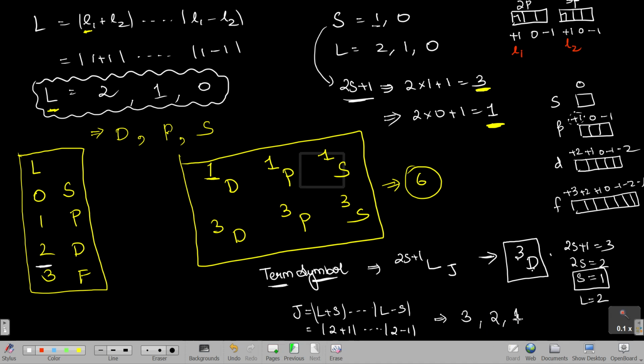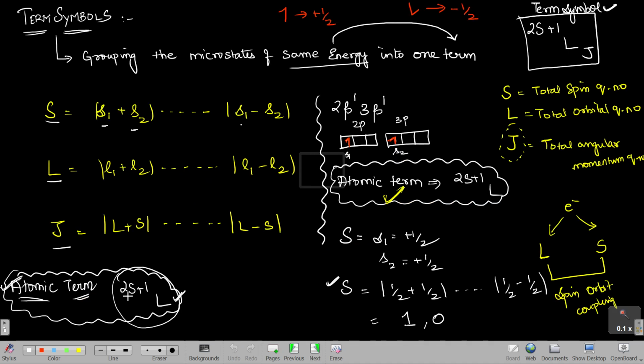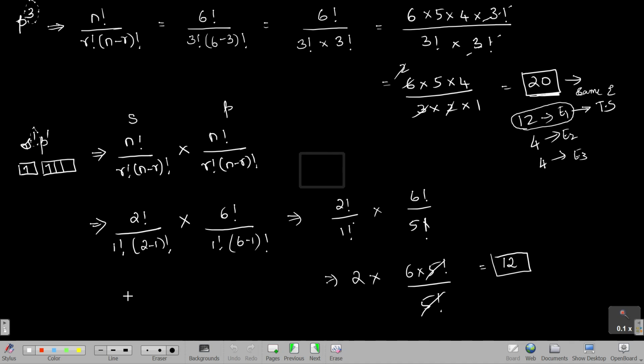So there are basically 3 term symbols possible: triplet D3, triplet D2 and triplet D1. We put the 3, 2 and 1 at the bottom. Triplet D is the atomic term, and triplet D3, triplet D2 and triplet D1 are the 3 term symbols that are possible for this particular atomic term. So I hope it's clear. Basically there are two things: one is the atomic term, the other one is the term symbol, and the next one is the microstate.